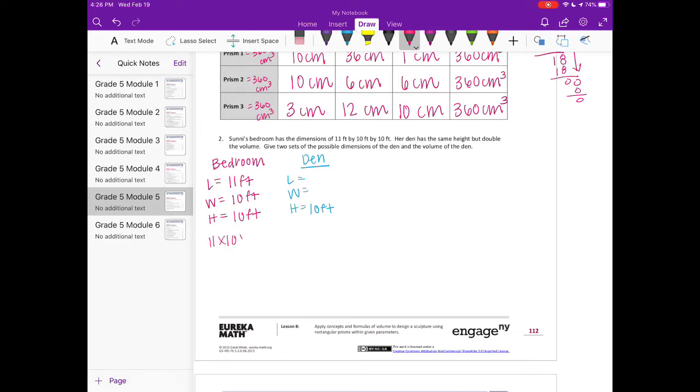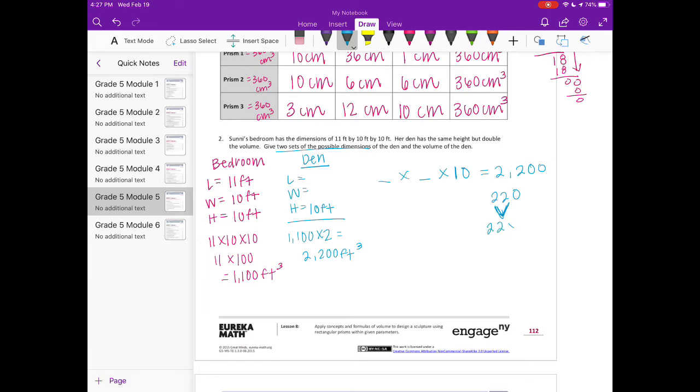So 11 by 10 by 10, well, that would be 11 times 100. 11 times 100 would be 1,100 feet cubed. So double that, 1,100 times 2, that would be 2,200 feet cubed. So we need to just give 2 sets of dimensions possible for the volume of the den. So we know that the height has to be 10. So something needs to equal 2,200. So if we've already multiplied it by 10, then we're just looking at 220. So what 2 things could I multiply to get 220? Well, I could do 22 times 10. So those are 2 possible answers.